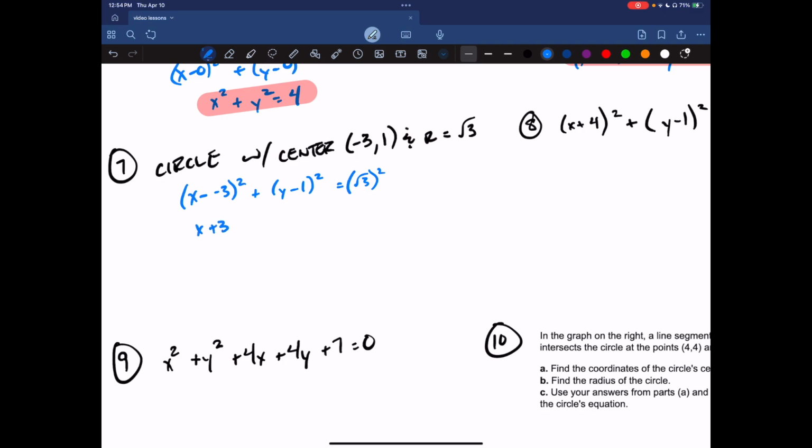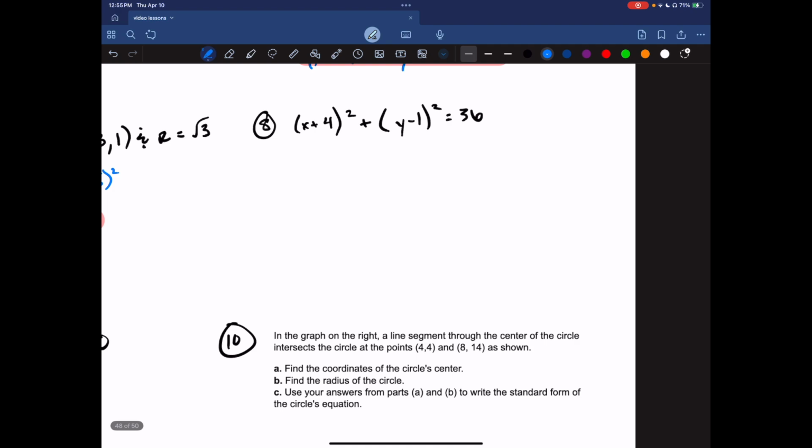That's going to be x plus 3 squared plus y minus 1 squared equals, and then you have the square root squared. When you square a square root, it gets rid of the square root, and I'm left with what's inside. So when you see something like this, you really just want the insides and pull it out. Okay, so there's your answer there.